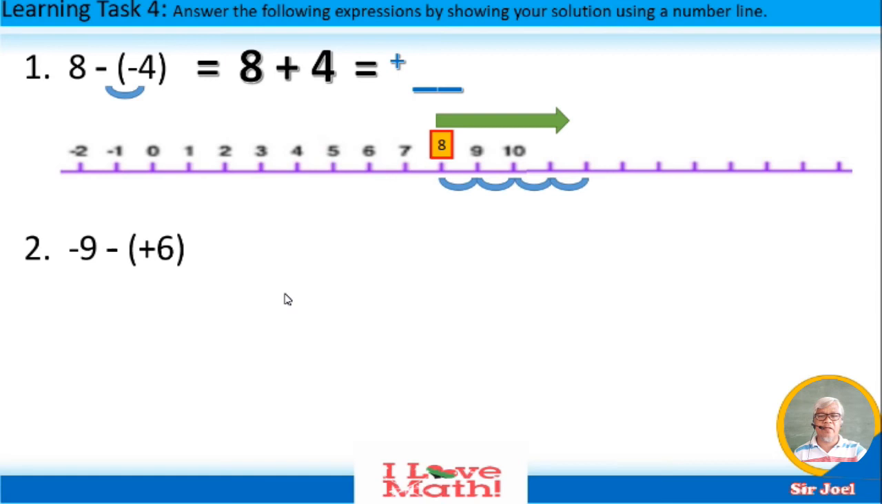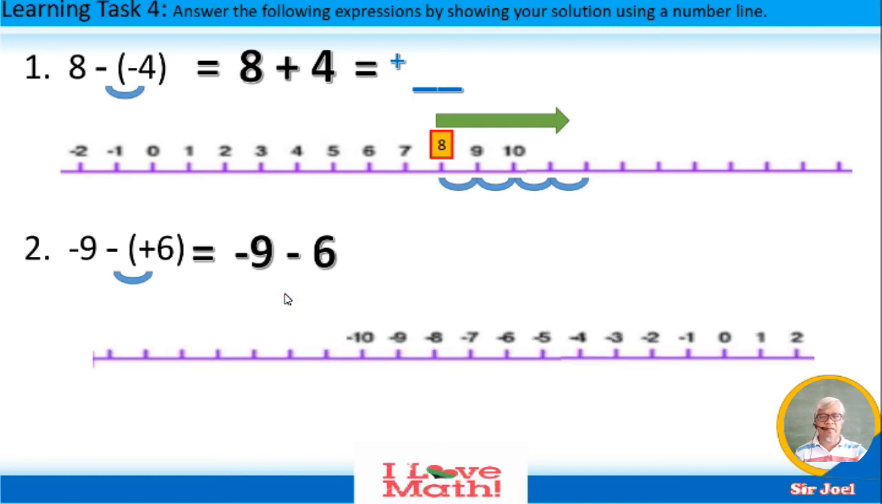Problem number 2, negative 9 minus positive 6. Look at the given signs. Meron uling negative, positive. Magkaiba. Ang magkaiba, tingnan nyo, di ba? Kapag pinag-isa ay nagiging negative. So, ang tanong na natin this time is negative 9 minus 6. Again, negative 9 minus positive 6 is the same as negative 9 minus 6.